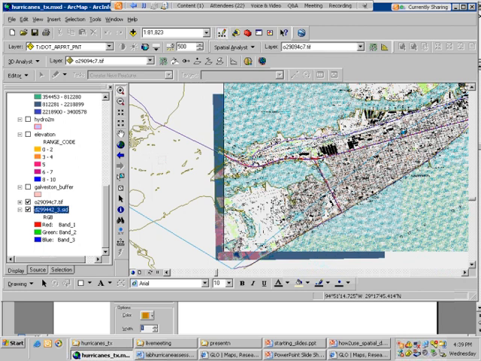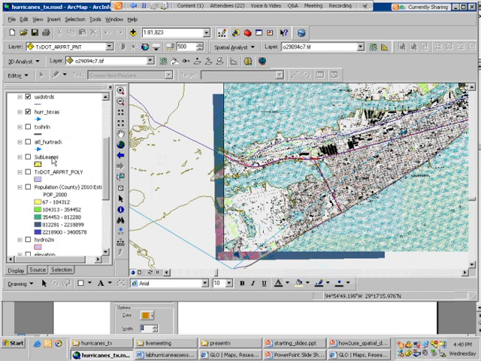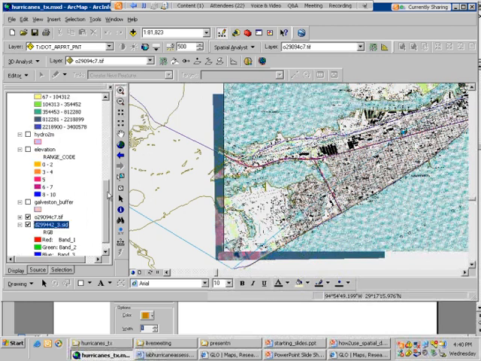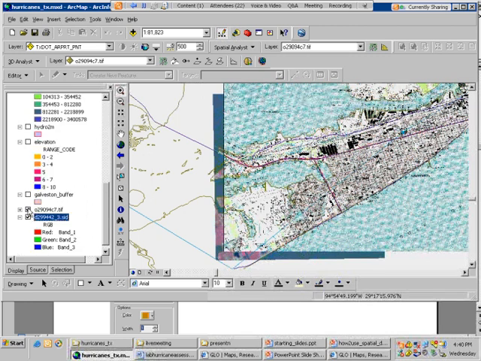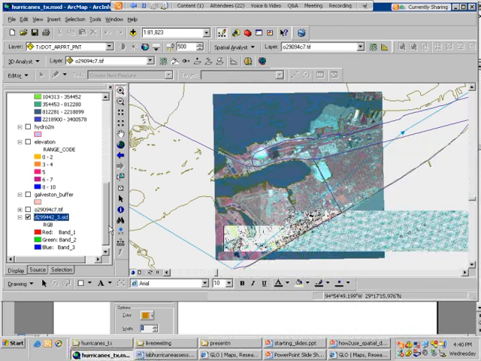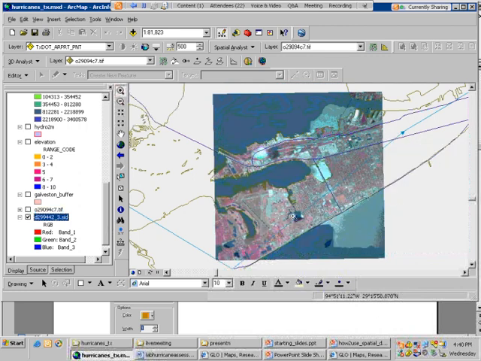And now I'm zooming into Galveston Island, because one of the things I want folks to look at here, and let's turn on the aerial photo, I want folks to realize: what's the problem with Galveston? It's a barrier island, right? And barrier islands are vulnerable to storm surges.